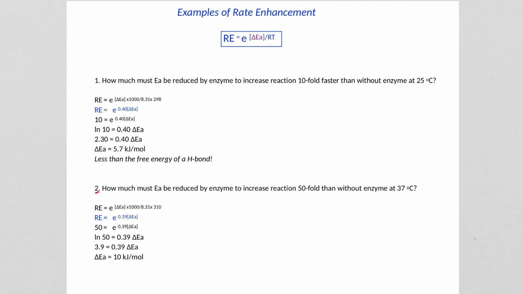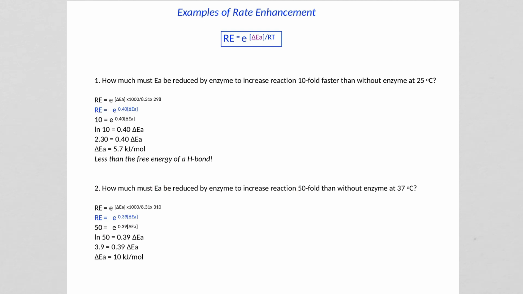Here in example 2, how much must the activation energy be reduced by the enzyme to increase the reaction 50 times at, let's say, body temperature 37 Celsius. So 37 Celsius, if you convert it to Kelvin, plus 273, that comes out to be 310. Plug in your 310. The rate enhancement is 50. Now you solve for this delta EA, and delta EA comes out to be 10 kilojoules per mole. That's roughly less than 1 or 2 hydrogen bonds.